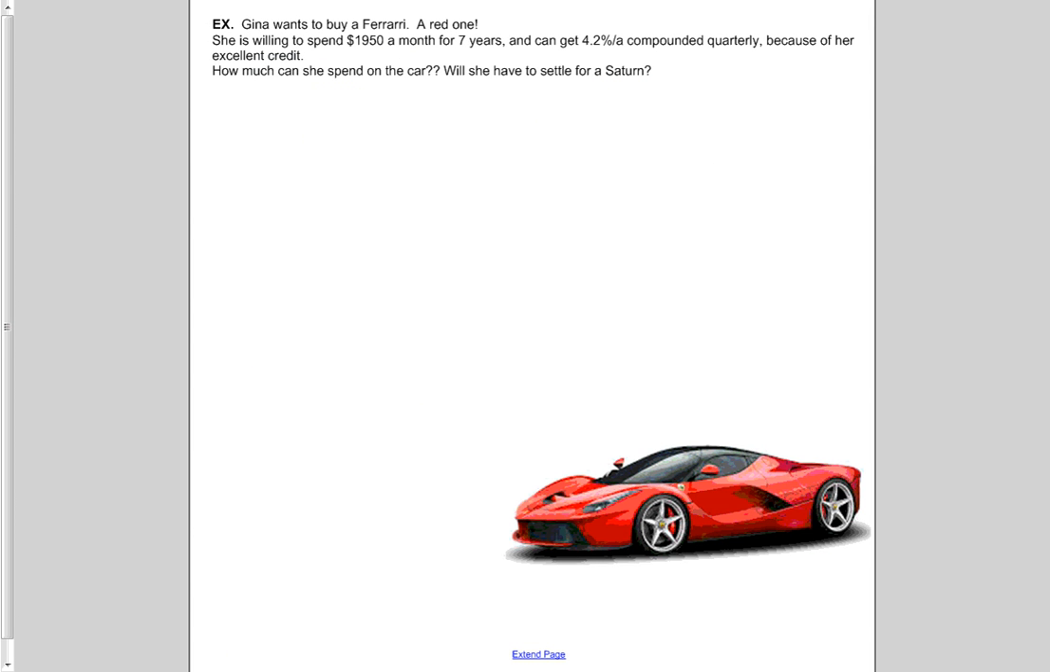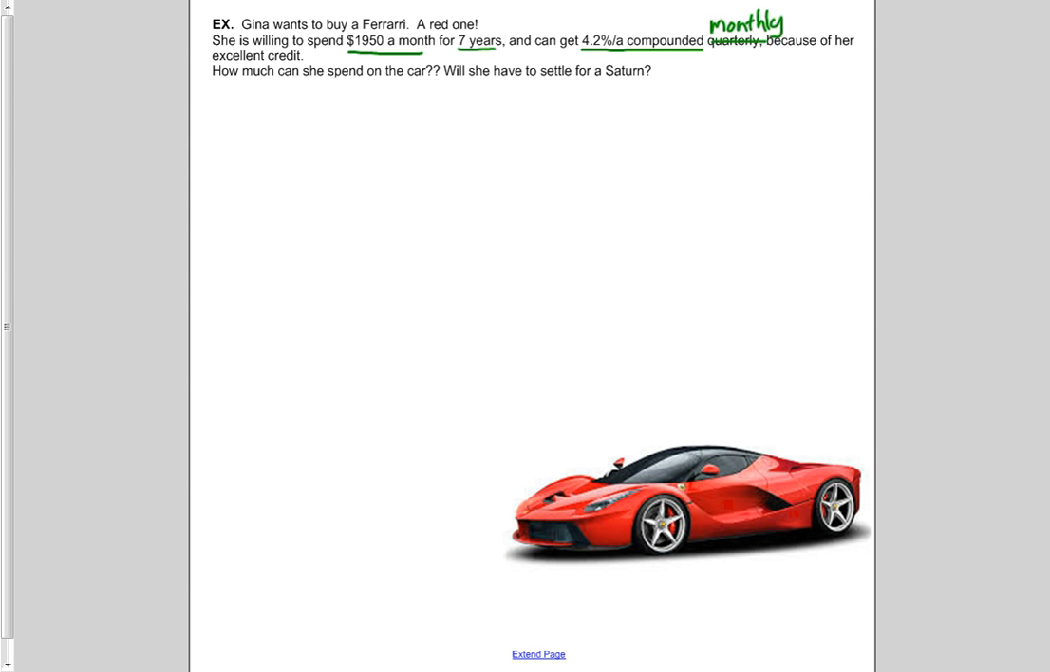Gina wants a red Ferrari, and why not? She is willing to spend $19.50 a month for 7 years. And she can get 4.2% per annum compounded monthly. At this point in your life, those two things need to match. Because of her excellent credit. How much can she spend on the car? Will she have to settle for a Saturn?